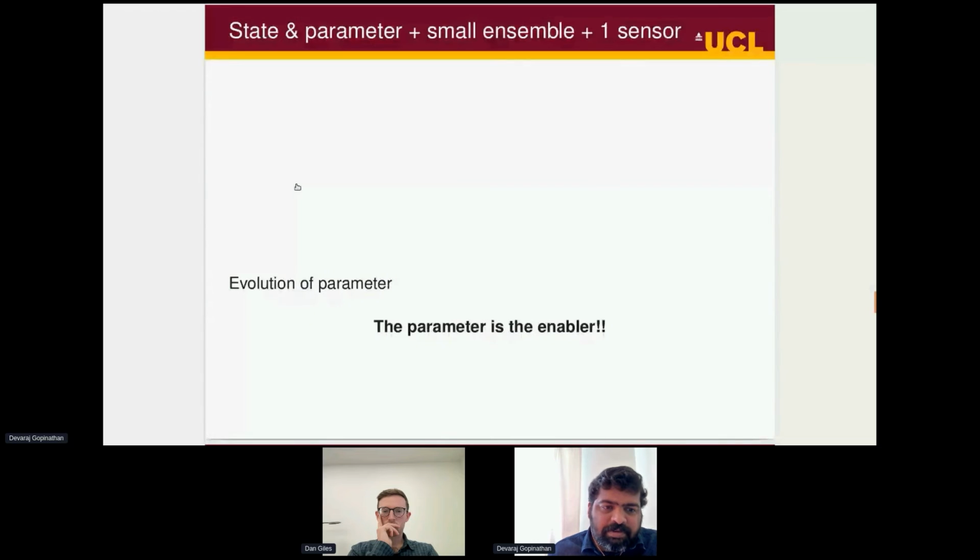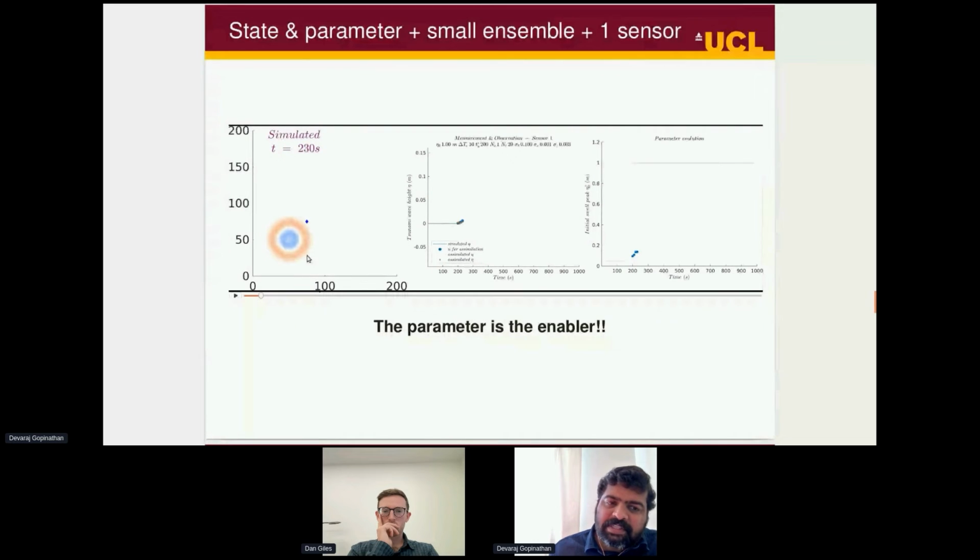So here I show the evolution of the parameter. The left is the simulated wave. In the middle is the assimilated wave and the simulated wave. And on the right is the parameter evolution. The value of the parameter is 1. So you see slowly and immediately the parameter picks up to the value of 1 and it stays there. And that's the reason why the orange waveform in the middle latches onto the blue waveform.